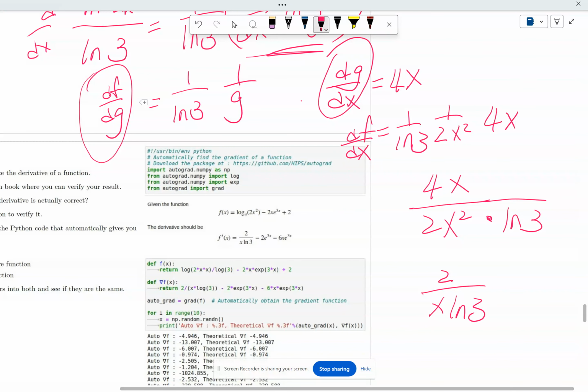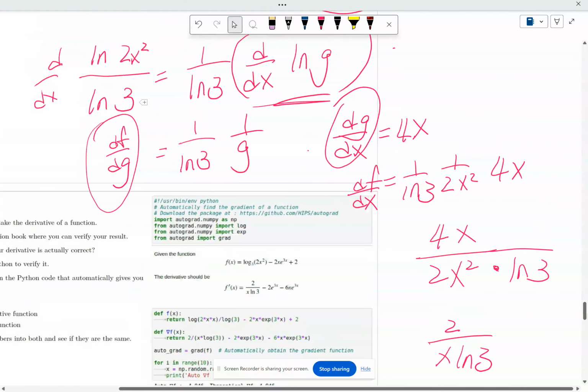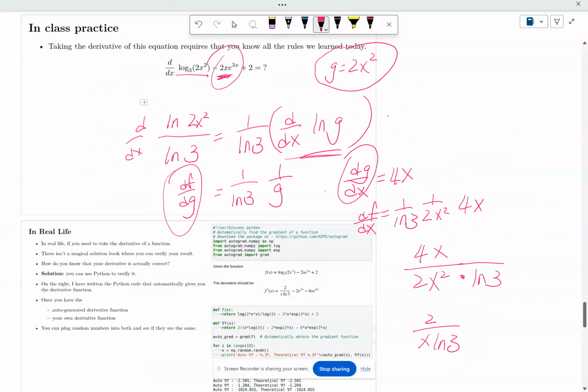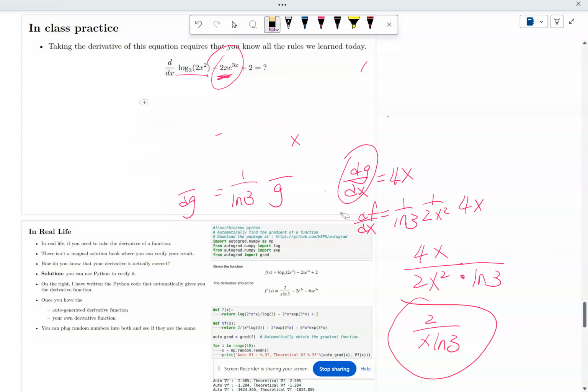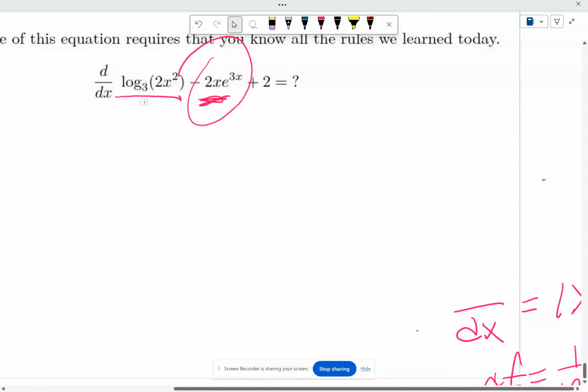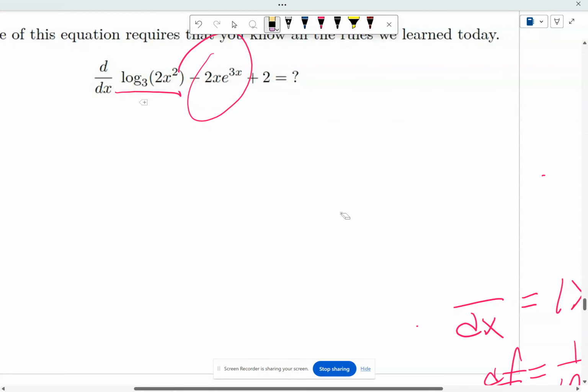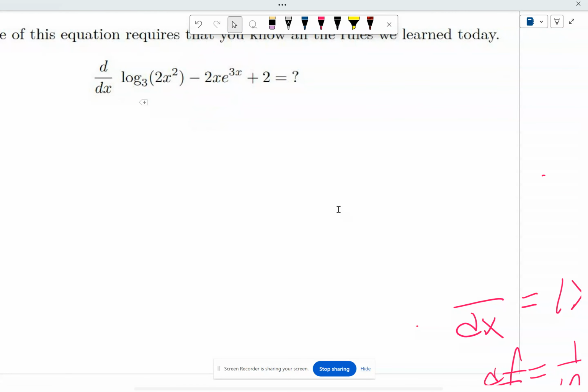Hopefully you were able to get this. So that's the first part. Remember, we have to do them separately. So the very first term, if we take the derivative, will give us this. Now let's see if we can solve the second one. I'm going to ignore the negative sign. We'll put the negative sign back later. So 2x e to the 3x.